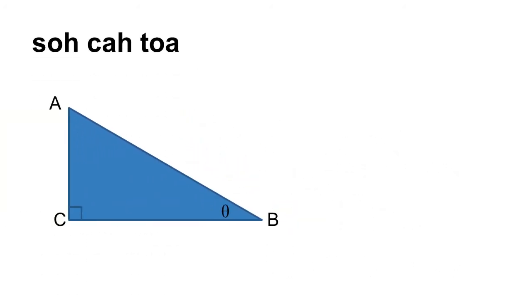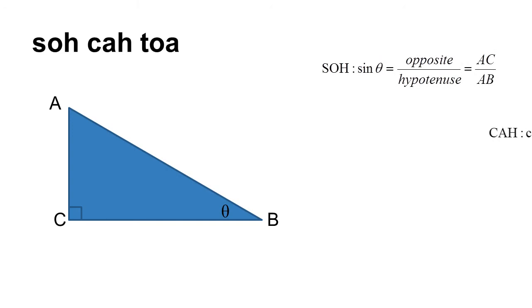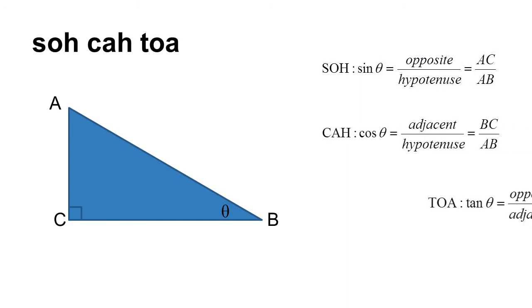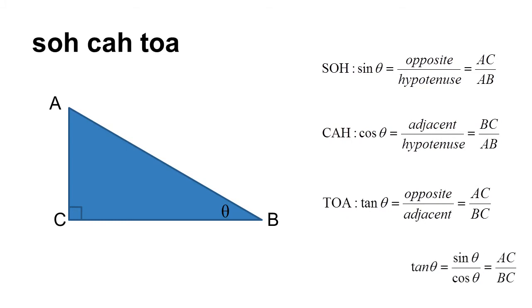Having established this, we can define three sets of ratios, and we use the expression SOH CAH TOA to remind ourselves of the definition of these three ratios. The first one is sine, and we use the SOH to remind ourselves that it means the opposite over the hypotenuse. So if we're looking at the angle theta, the opposite side is AC, the hypotenuse is AB. So the sine of theta is AC over AB.